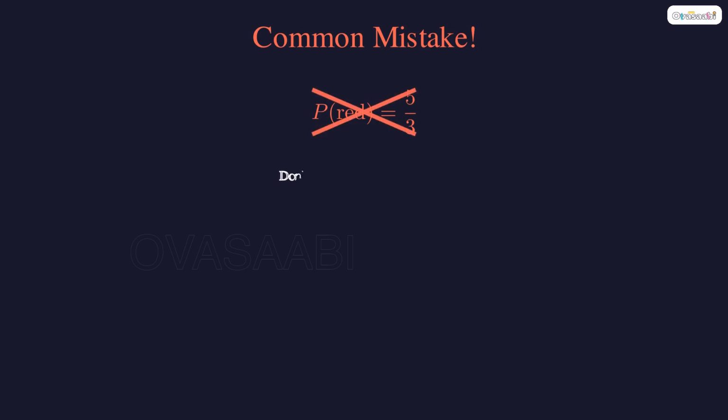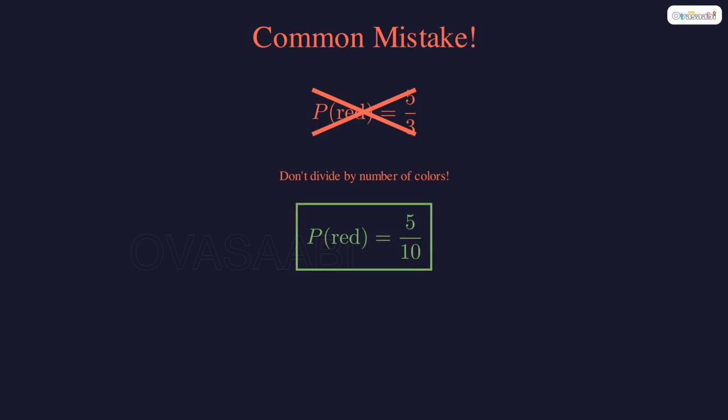Common mistake. Students often divide by the number of different colors instead of total balls. Remember, the denominator is always the total number of possible outcomes, not types.